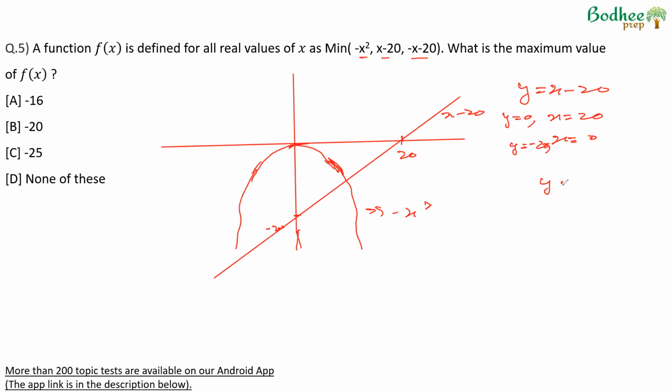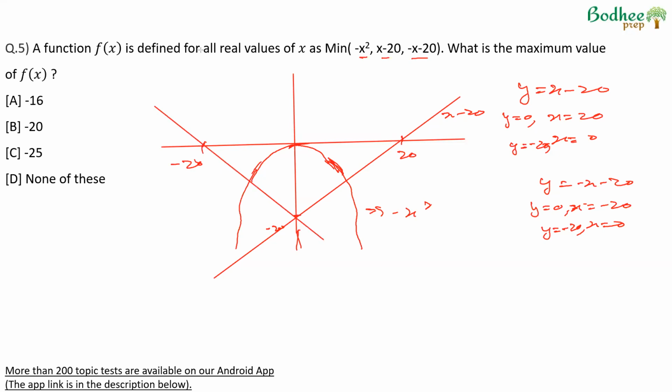Then we look at y is equal to minus x minus 20. When y is 0, x will be minus 20. When x is 0, y will be minus 20. Just putting values. So here we have minus 20. We will get a line which looks something like this. The slope of x is negative. Essentially, the points are similar.